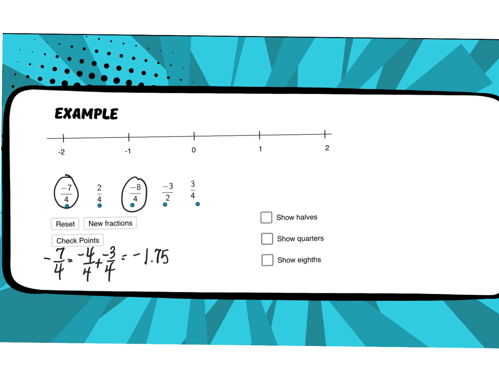What about negative 8/4? Well, negative 8/4 can be thought of as negative 2 because the fraction bar is also a division sign, a division operation. So 8 divided by 4 is negative 2. So which one is greater, or which one is smaller in value? That would be the number that's farthest away from 0 on the left. And that would be here. That would be negative 8/4.